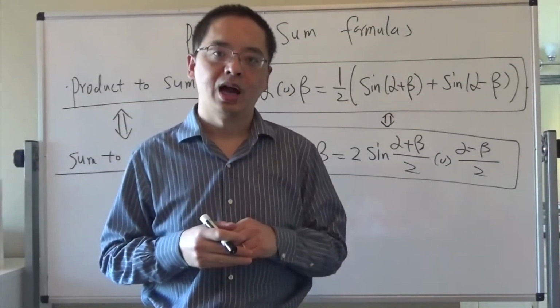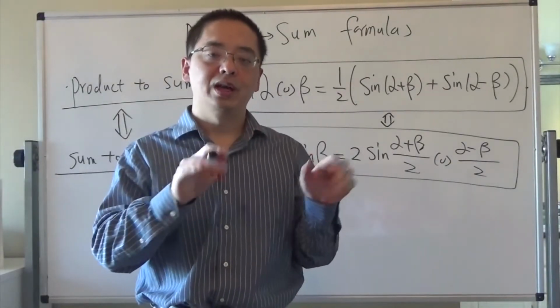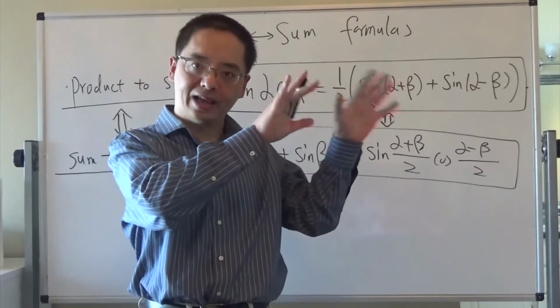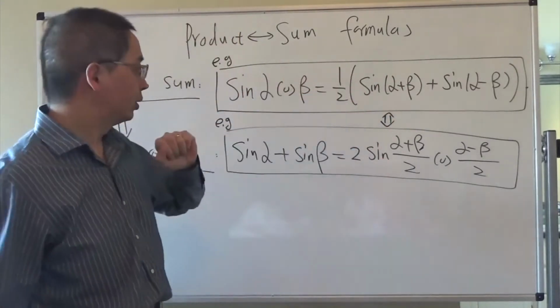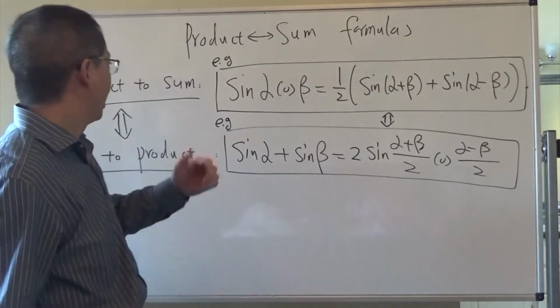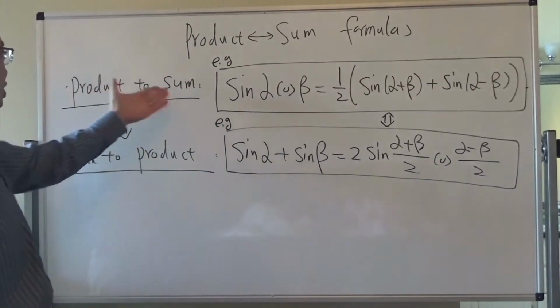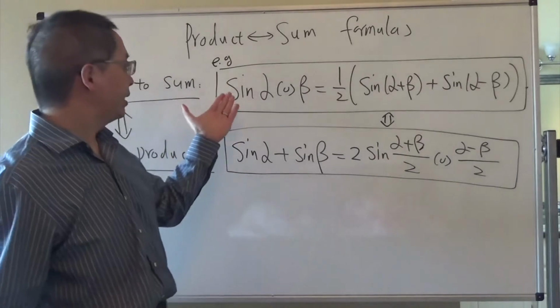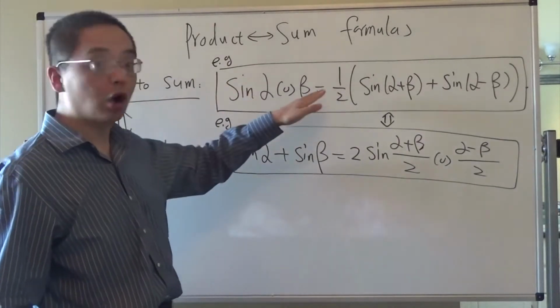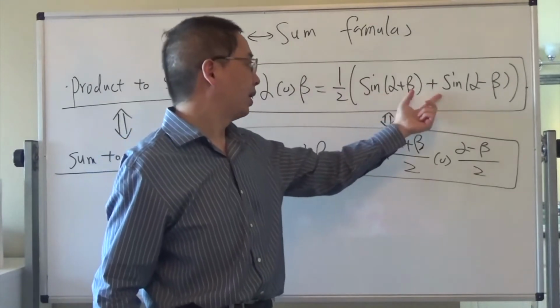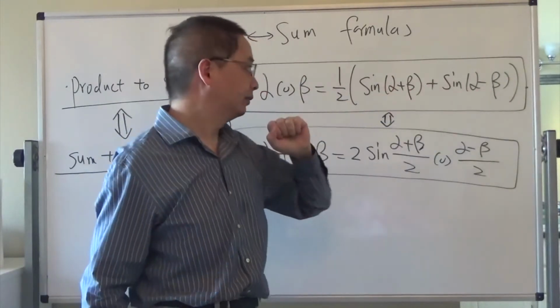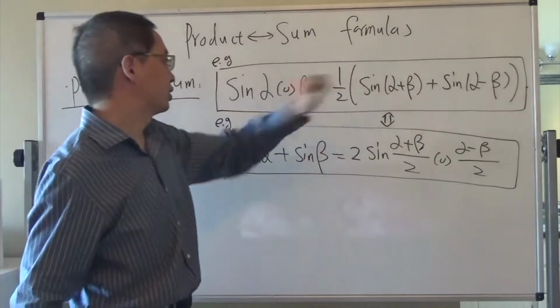In this video, I'll talk about how to change between sum and difference of sine and cosine and product of sine and cosine. Here we have two specific cases. The first one is from product to sum. It says sine alpha times cosine beta equals 1/2 (sine(alpha plus beta) plus sine(alpha minus beta)). So this is from product to sum.